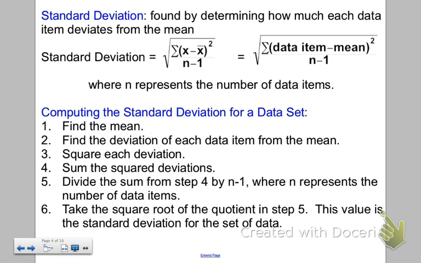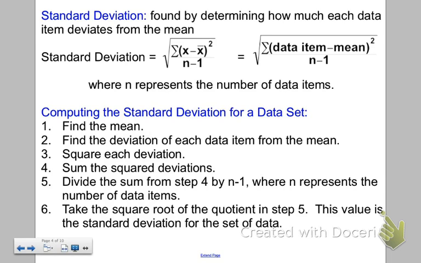Now, I'm not going to sugarcoat things. Standard deviation is a process, okay? Nothing that you guys can't handle, however. The standard deviation, like I mentioned, measures how much each data item deviates from the mean. And we have a fancy formula here, but really, we can break this down step by step in order to find the standard deviation pretty easily.